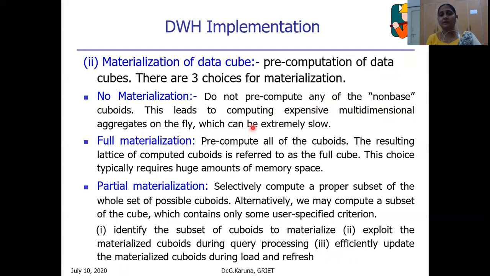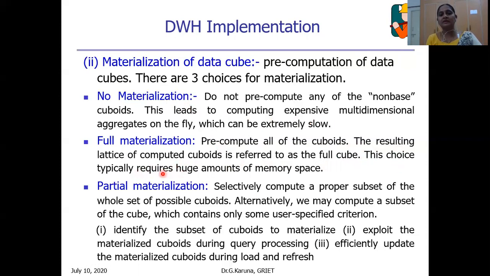Because at the time of data mining, it is expensive to do the computation, as no pre-computation has been done. Coming to full materialization, we pre-compute all the cuboids. In full materialization, all the cuboids in the lattice of cuboids are pre-computed before we start the data mining task. The resulting lattice of computed cuboids is referred to as a full cube. Because all computation is done, this is called a full cube.